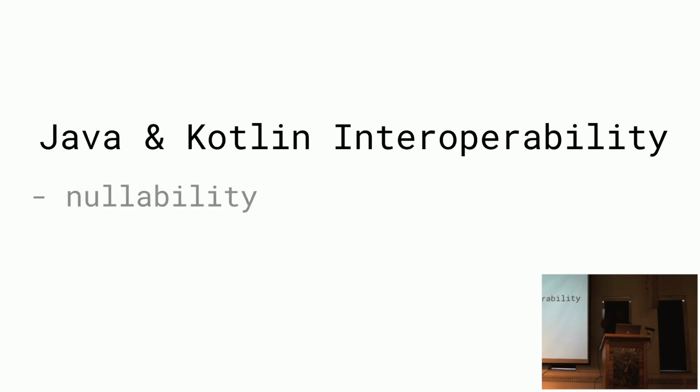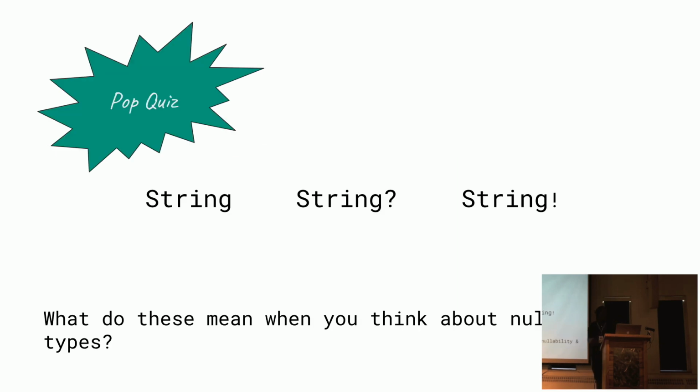So the first concept I'd like to talk about when you're considering interoperability is nullability, and I'm going to do a quick quiz. If you know what, in terms of nullability, the string in the middle means, you just shout out. Sorry? Could be null. Could be null, awesome. How about the one on the left? Not null. How about the one on the right? Not null. Sorry? Okay, we're almost there.